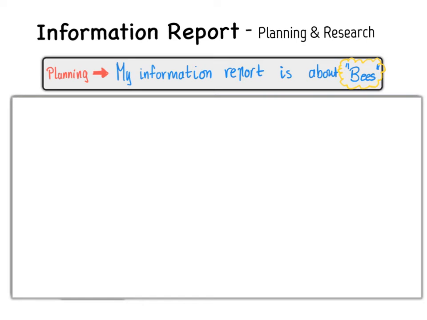Hi, Year 3s. So we're in day 2 of our information report writing. And today we're going to be focusing on planning and research. Before you start this, you should have chosen which animal you would like to research. I have actually chosen an insect, which is bees. And the reason I chose bees is because they are incredibly important to our environment and our survival.